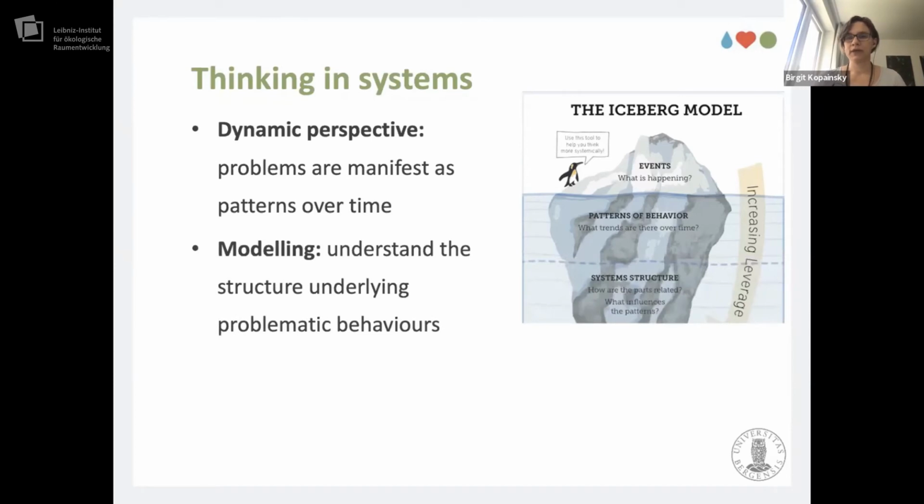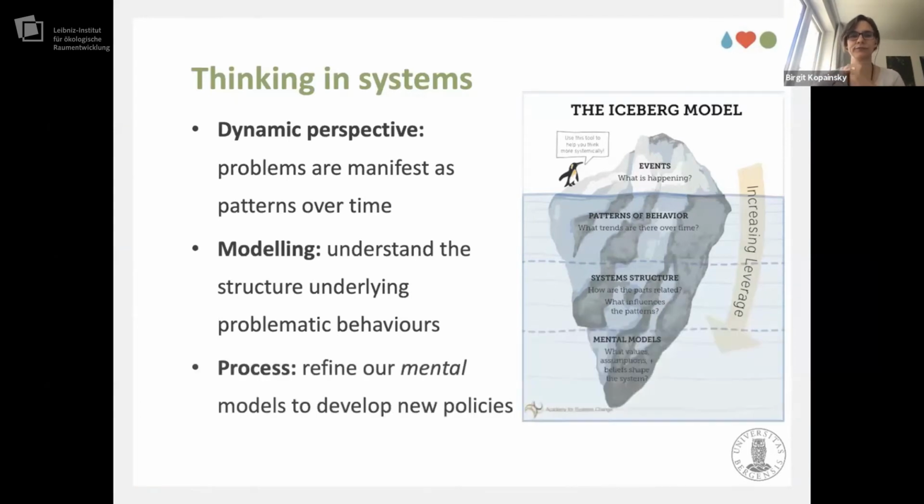And by applying these qualitative model diagrams and the quantitative computer simulation models, we aim at understanding the structure, so the processes that drive problematic behaviors, the processes that are responsible for the behavior over time and for these individual events to occur that catch our attention.